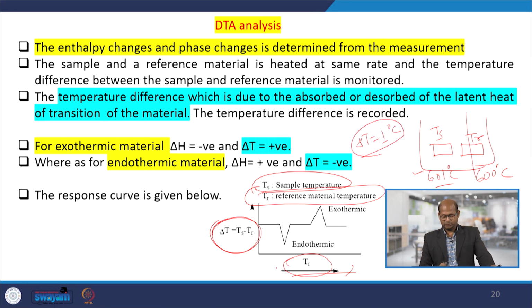So, if we are able to measure it, a temperature rise would occur if it is exothermic and a temperature drop would occur if it is endothermic. It depends on the material we are treating in the DTA analysis. With this type of nature, the material has endothermic properties; with this type of nature, the material is exothermic. That way we can also study the material property.